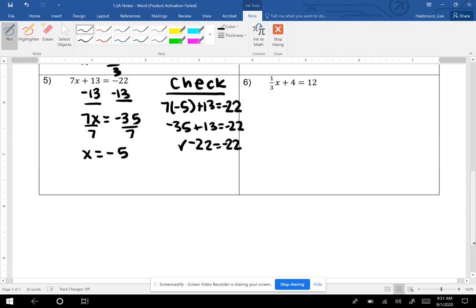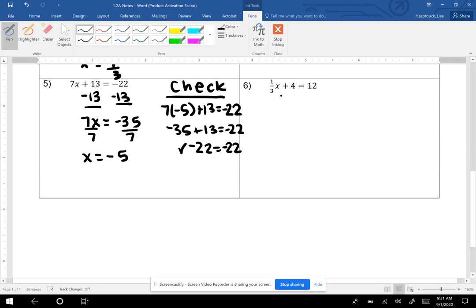Our last problem for today, 1/3 x plus 4 equals 12. I'm going to begin by moving the plus 4. I'm going to subtract 4 from each side. I get 1/3 times x equals 8. Now we have another fraction like we did before. To get rid of the fraction, remember we are going to multiply by the reciprocal. So the reciprocal of 1 over 3 is 3 over 1. I do that to both sides. Notice this cancels out. X is now alone. You could put the 8 over 1 as well, or you can just get rid of the ones entirely. 8 times 3 is 24.